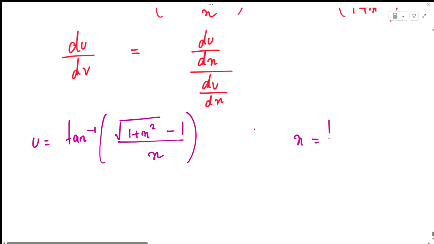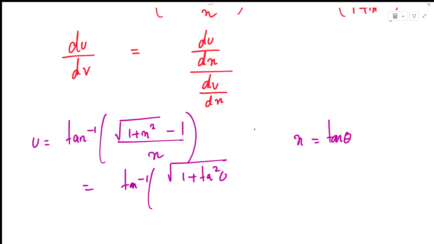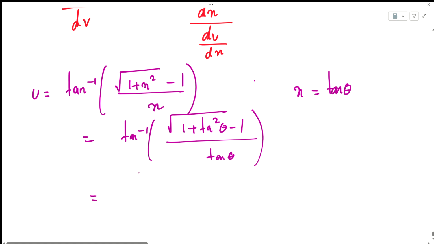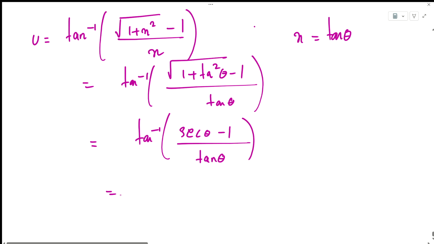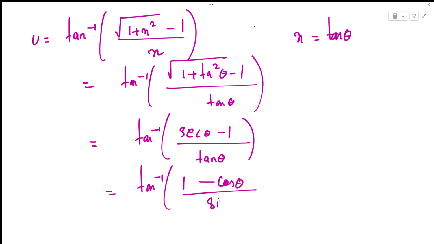Okay, x equal to tan theta. If you let x equal to tan theta, what do you get? This is tan inverse of square root of 1 plus tan square theta minus 1 upon tan theta. 1 plus tan square theta is sec square theta, which will give me sec theta minus 1, and this is tan theta. What we can do over here, if you multiply both top and bottom with cos theta, you will have 1 minus cos theta and over here sin theta.